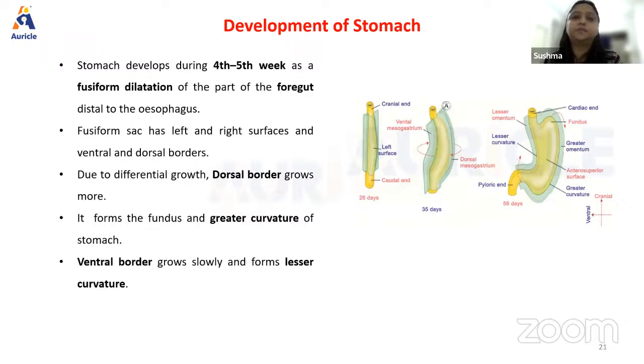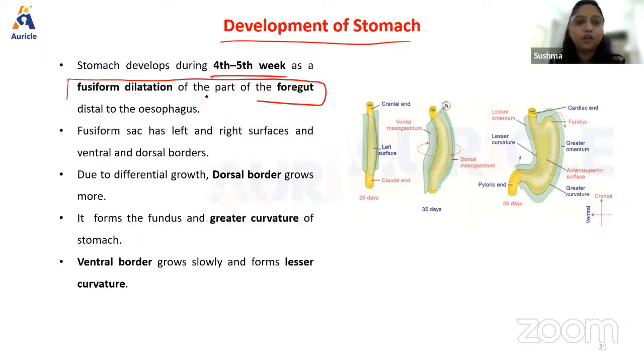Okay, next, let's go into the development of the stomach, which is a very interesting class. The stomach develops during the 4th to 5th week as a fusiform dilatation of part of the foregut. This is the opening statement. As a fusiform dilatation of the part of the foregut, of course, distal to the esophagus. Now, this fusiform sac has right and left surfaces and ventral and dorsal borders.